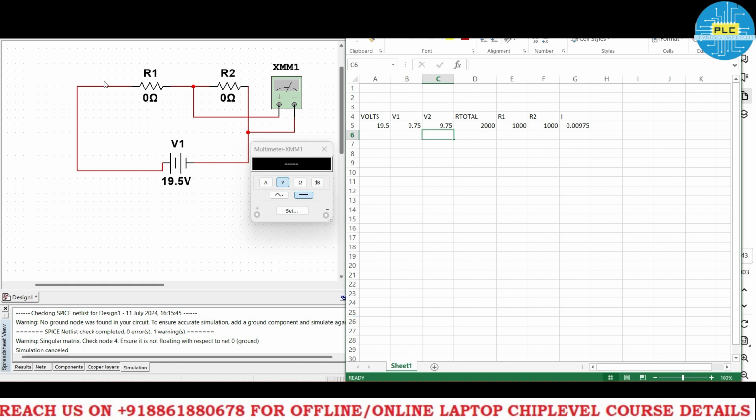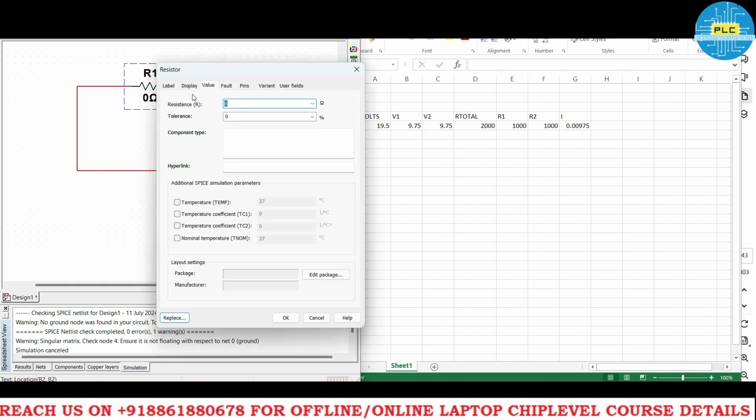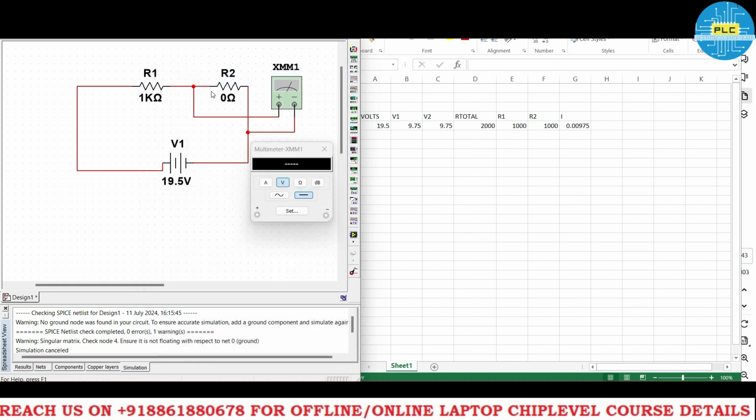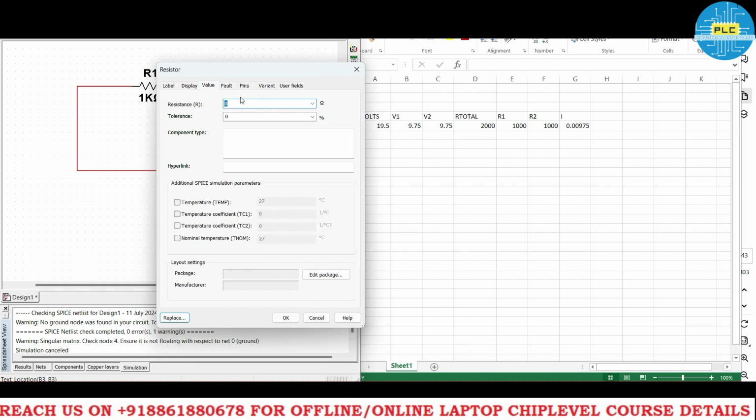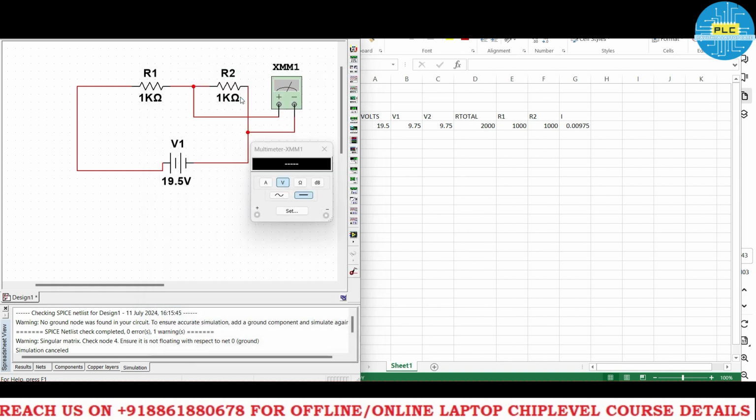Okay, in the circuit we can check. See, I'll apply the formula. Here R1 is 1K and R2 is 1K. See, practically what voltage we will get across this voltage divider, we will check. Now as per this, V1 is 9.75 and V2 is 9.75. V2 is the voltage divider voltage. Now we will check in the multimeter. See, 9.75 we got.